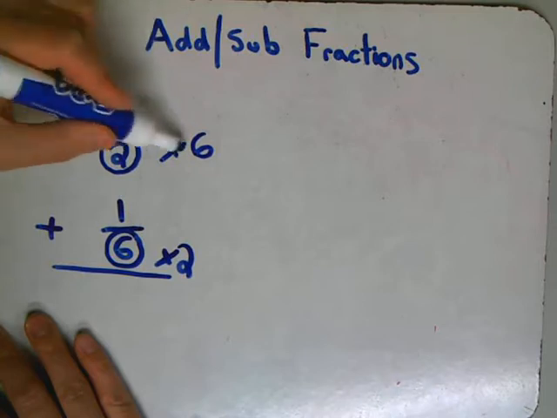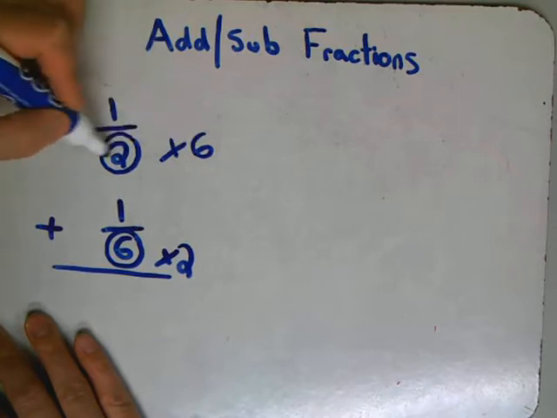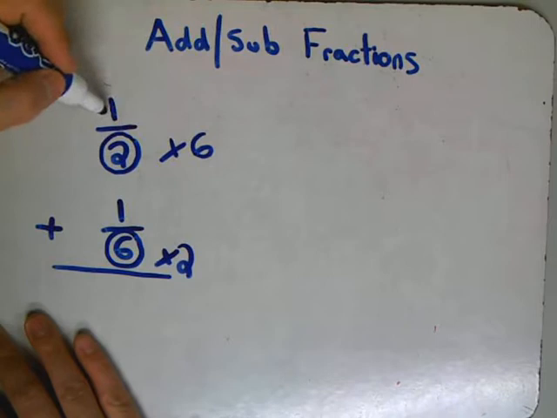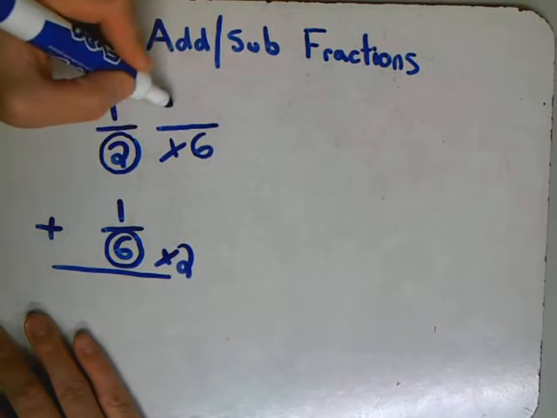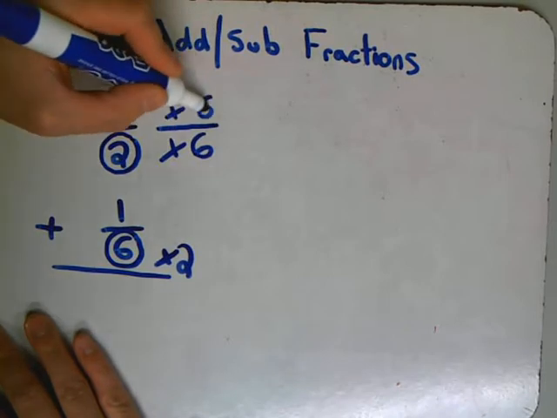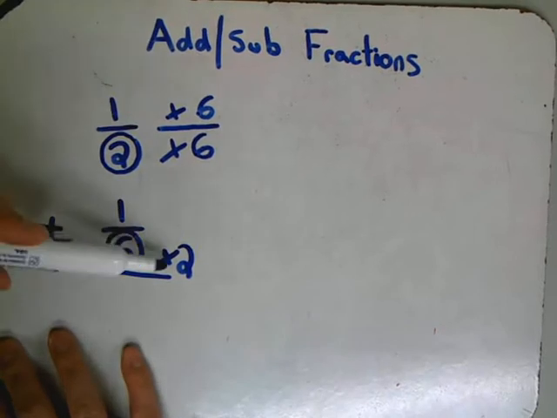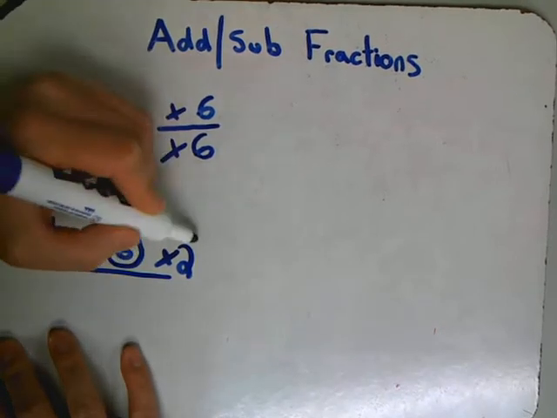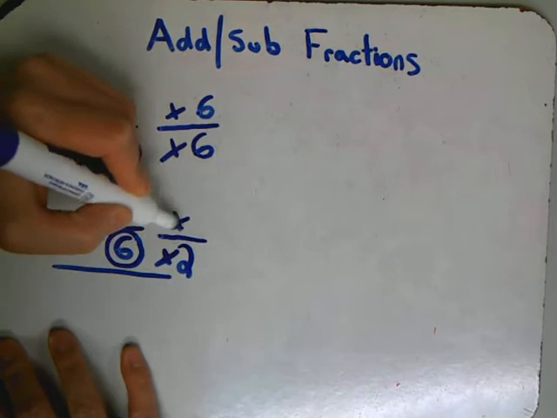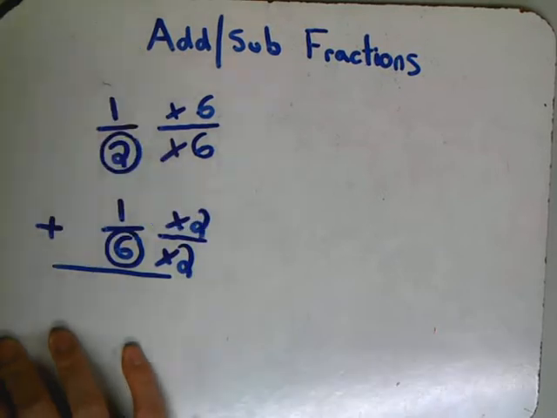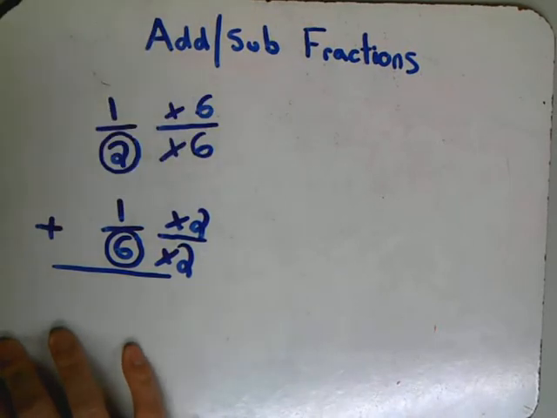Now, I have a times 6 with my denominator up here, but I have nothing with my numerator, so I also have to write a times 6. Okay? And then when I go down here, I have a times 2 with my denominator. I also have to have a times 2 with my numerator. I am now creating new fractions. I'm going to change this fraction and this fraction to an equivalent fraction that I can add by.